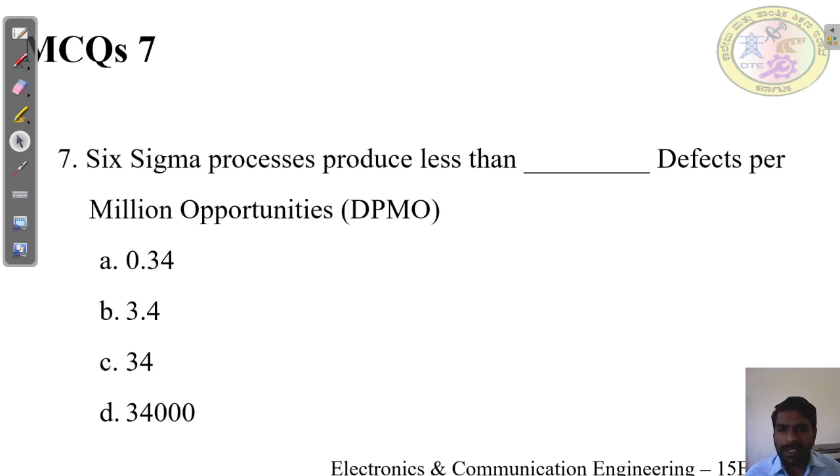Question number 7. A Six Sigma process produces less than dash defects per million opportunities, the short form DPMO. Option A, 0.34. Option B, 3.4. Option C, 34. Option D, 34,000. Pause the video and find the answer for this question. The right answer is 3.4 defects per million opportunities. General Electric also defined the same thing. They got only 3.4 defects per million opportunities.